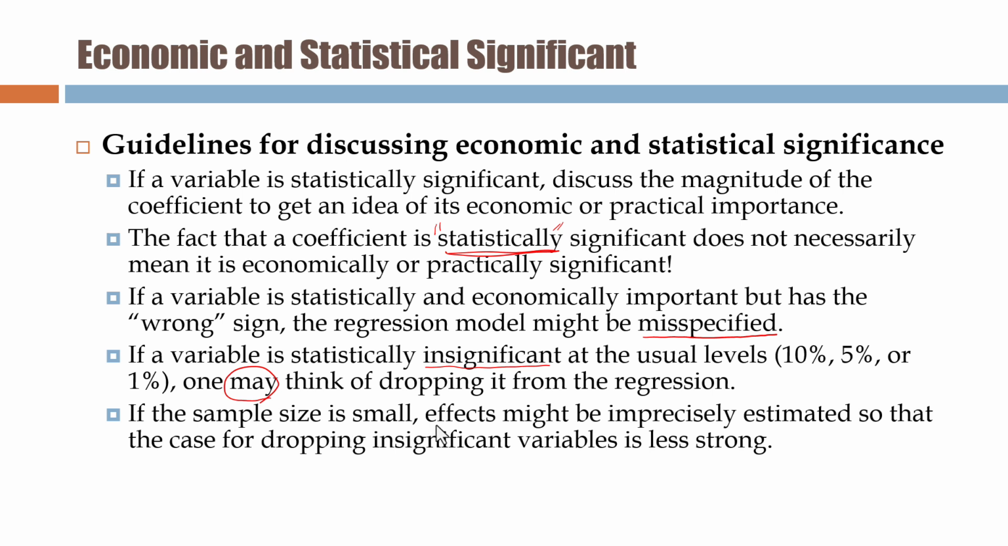If the sample size is small, the effect might be imprecisely estimated, so the case for dropping an insignificant variable is less strong. When you have a large sample, the evidence is strong, so maybe you can drop it. But when the sample size is quite small, you have to be careful, because maybe you are dropping an important variable. So you have to think about it. We will come back to how we decide which one to drop; that's a model selection topic.